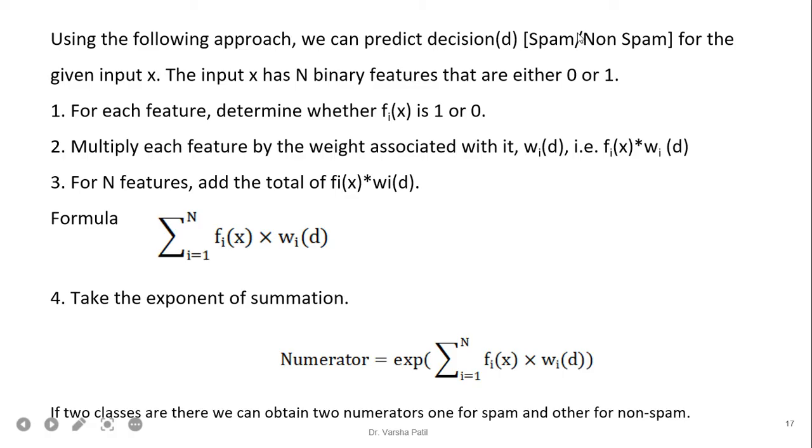Now here we have two classes, spam and non-spam. So we calculate this two times, one for spam and one for non-spam. Then we take the exponent of the summation. So we are using the exponent operator here, and there is a reason why we use the exponent operator. I will explain it on the next slide. So the numerator is the exponent of the summation over i equal to 1 to n of f_i(x) into w_i. So when two classes are there, we get two types of numerator, one for spam and one for non-spam.